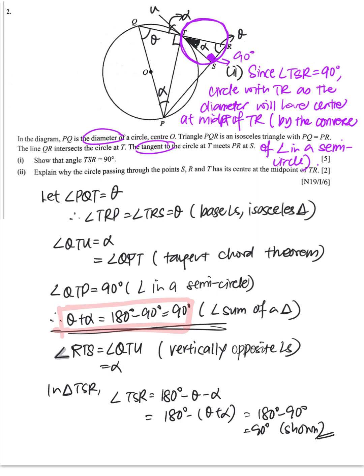diameter. So if TR is a diameter, then the midpoint of TR is actually the center of the circle. Okay, so easily done. So remember, for proof, you need to state the reason. Okay, all the properties that you have learned in EMATH, as well as the two theorems, either the tangent chord theorem or the midpoint theorem. Okay.